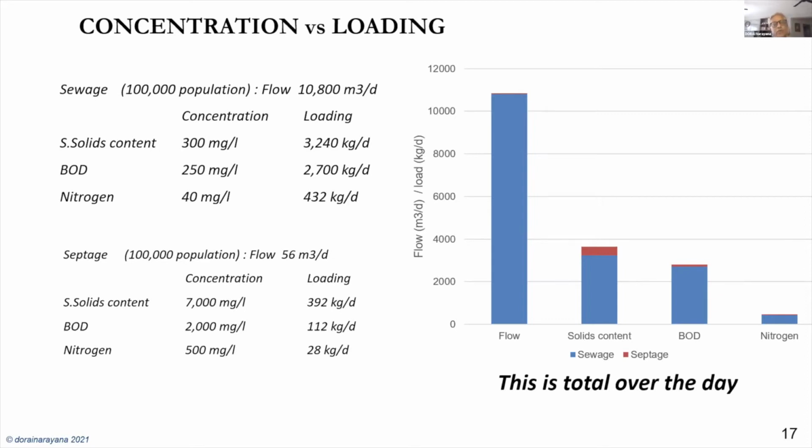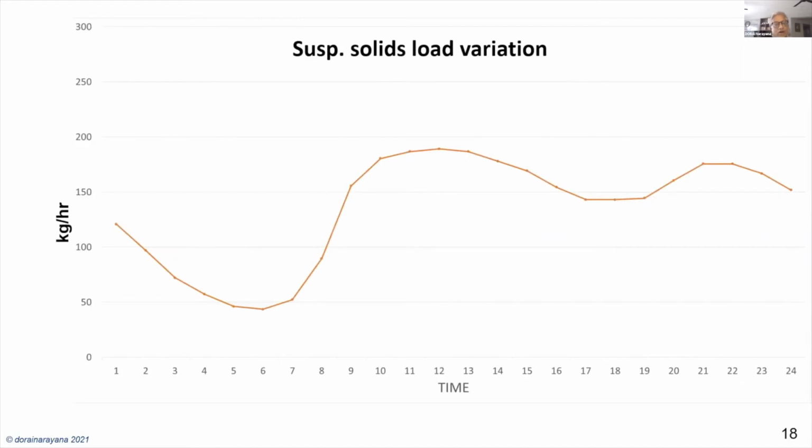But what happens when we look at the variation? Here's the variation of suspended solids coming to a sewage treatment plant due to the sewage. So the pattern follows the pattern for a sewage variation as well. So when the sewage peaks, the total solids peaks, because you know volume multiplied by concentration is the load, right? So this is what it is.